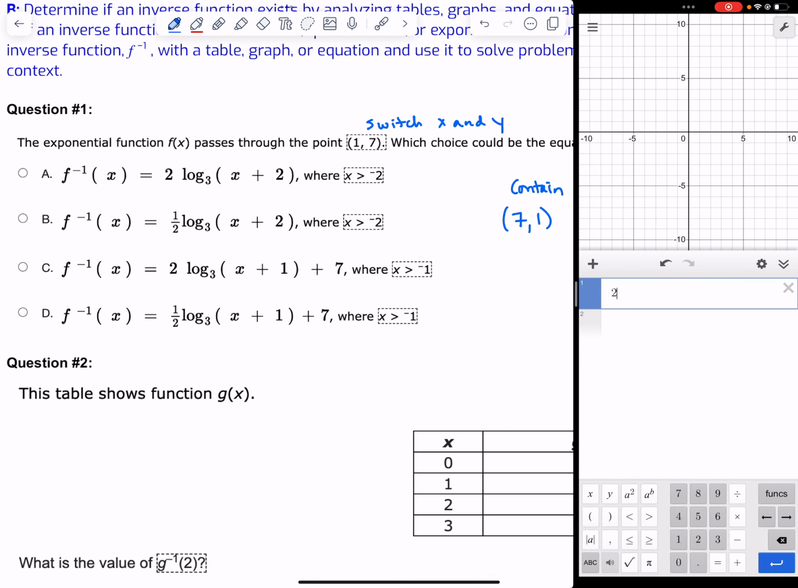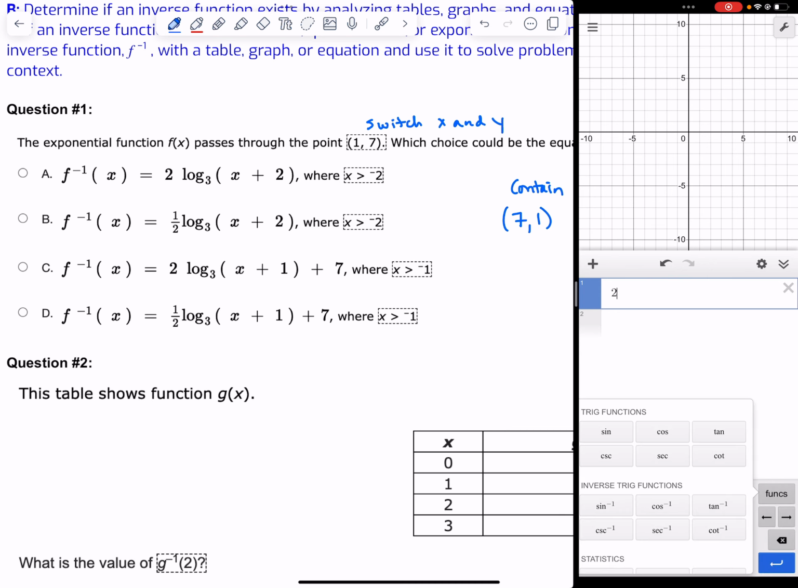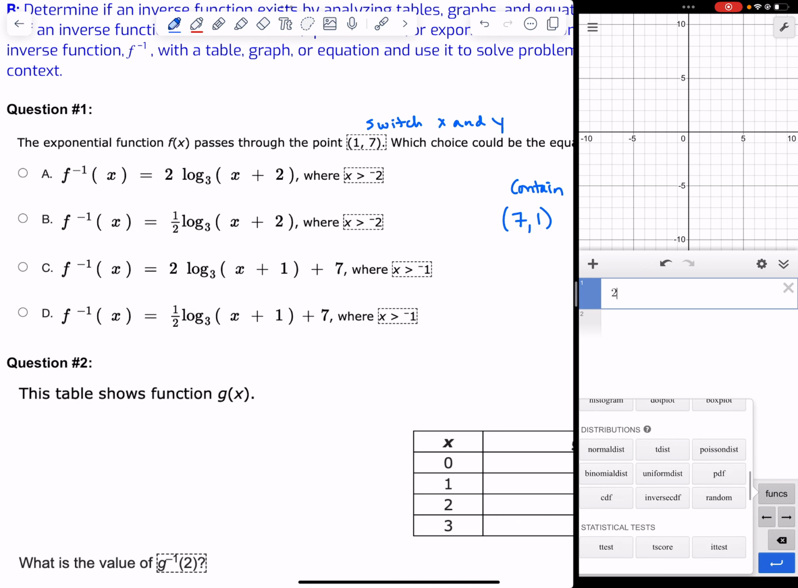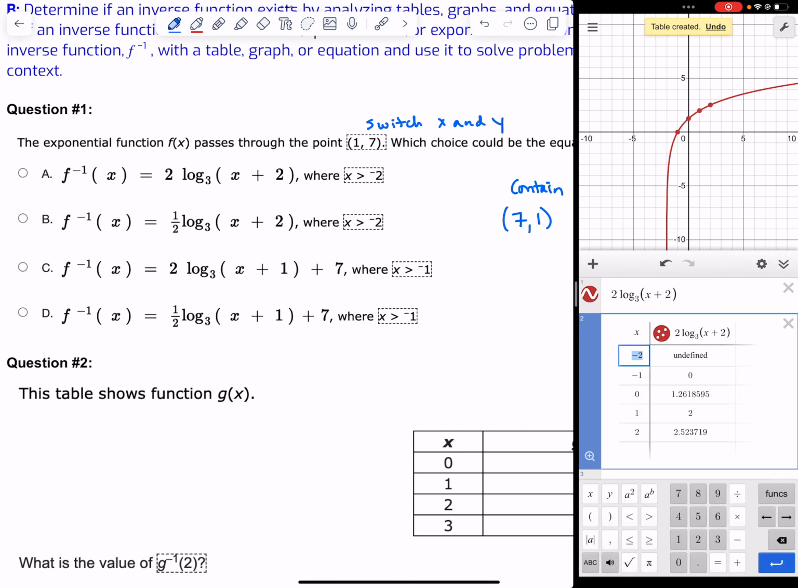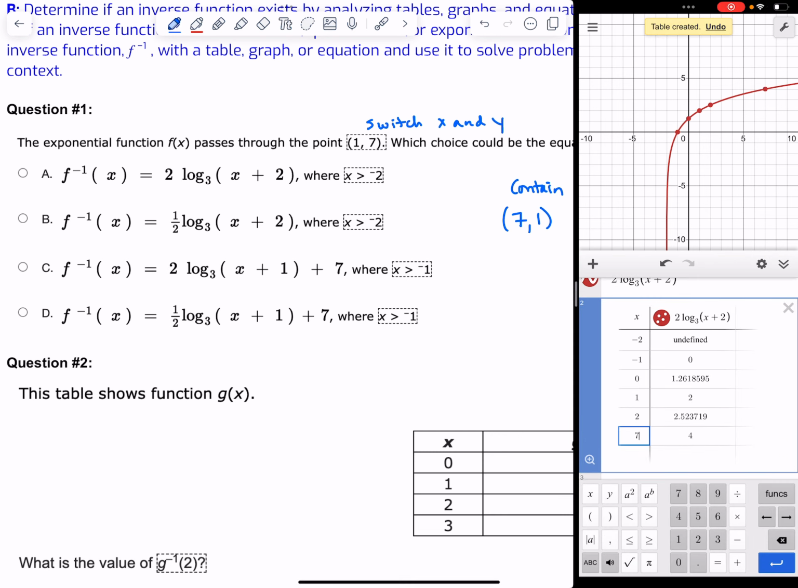So answer choice A says 2 log base 3. So I need to go down to the log that has the little base option, and then x plus 2. And then I need to pull up a table. I can look at the graph as well, but a table is definitely very helpful. So for 7, 1, I type in 7 and I get 4. So that means A is not quite right.